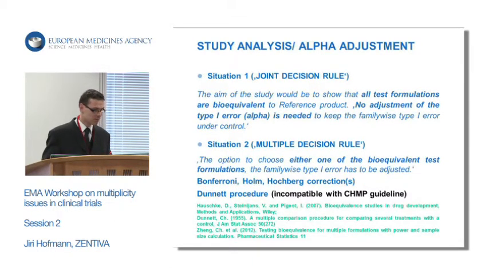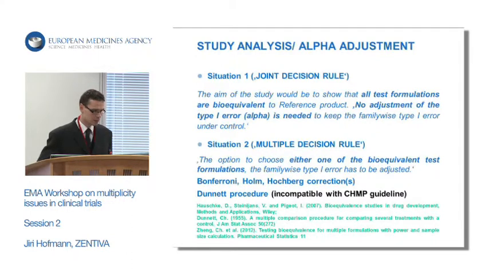There is one procedure which we actually initially considered, that is the procedure that is suitable for the situation of many-to-one comparisons. That is the Dunnett procedure. However, this procedure is not compatible with the requirement of the guideline that says that each comparison, each ANOVA analysis, must be done separately for each comparison. I'll come back to that in one of the next slides.